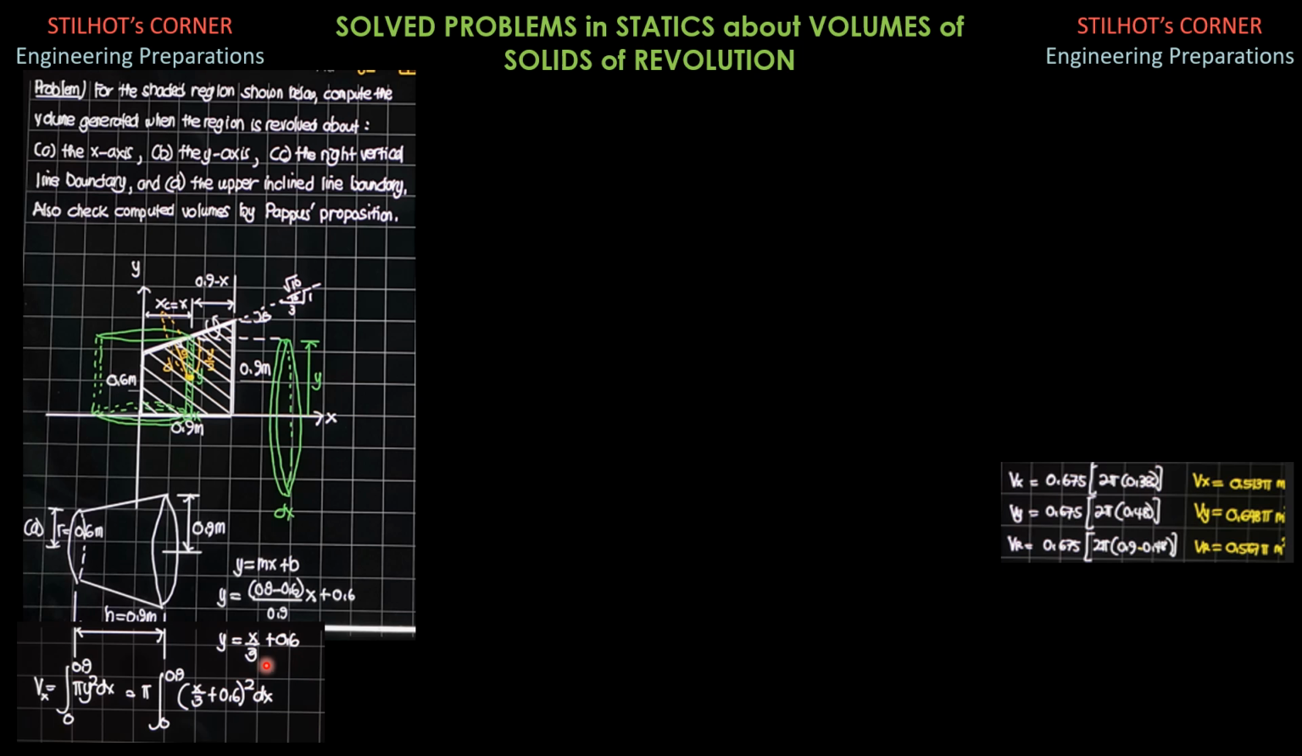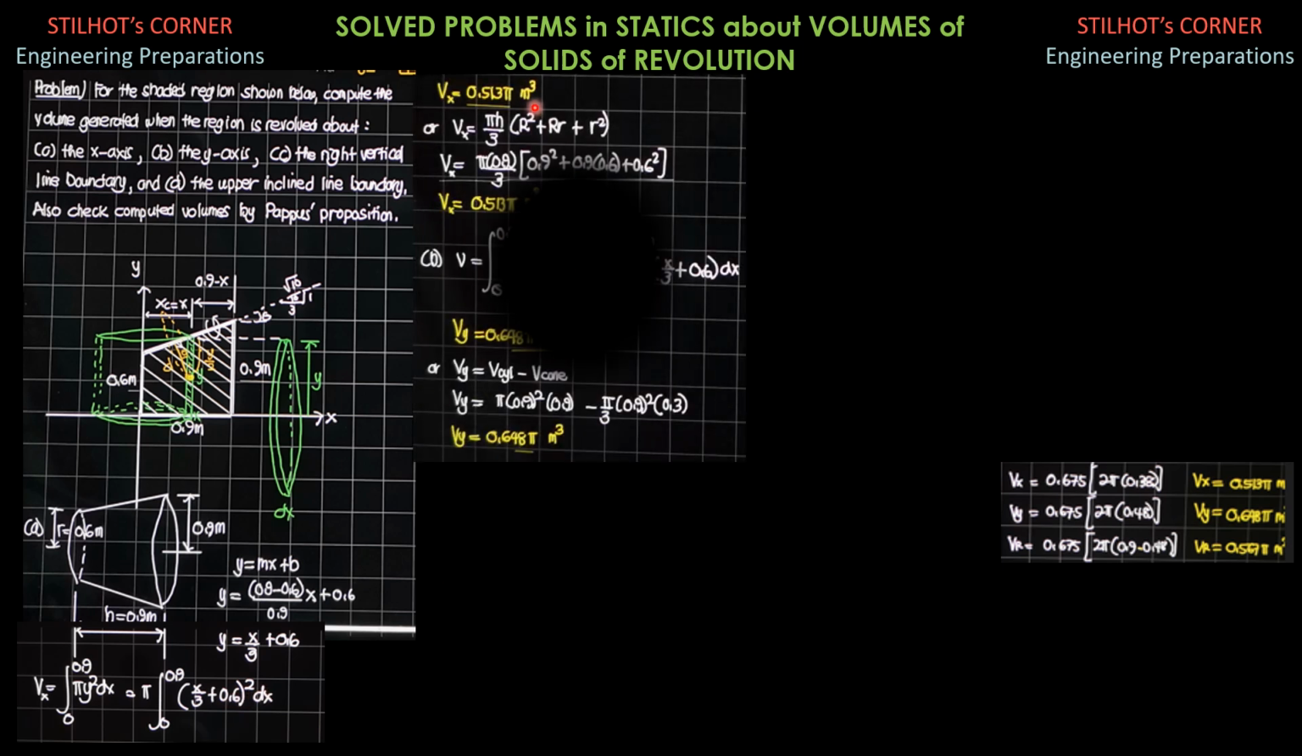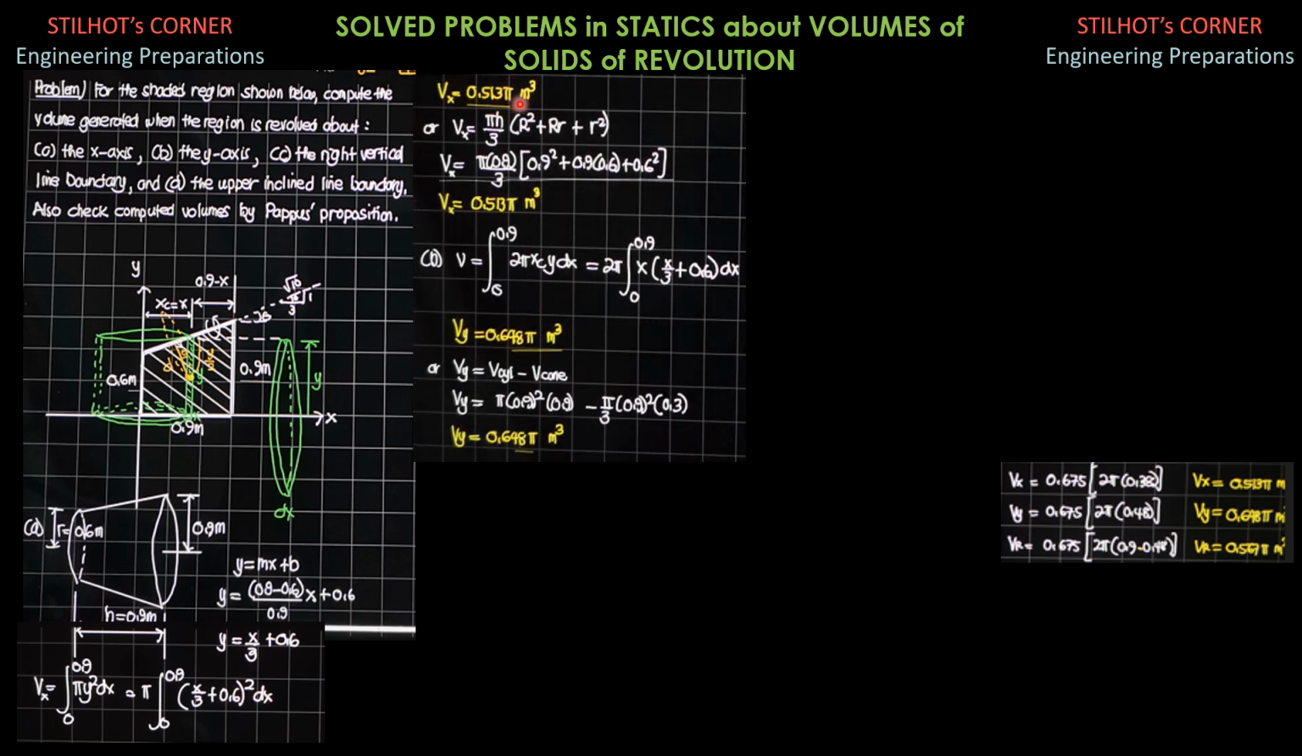So the volume about the x-axis is the integral of the volume of this disk, which is the area of a circle, pi radius squared, pi y squared dx. Then replacing y by x over 3 plus 0.6, we have pi integral of quantity x over 3 plus 0.6 squared dx from 0 to 0.9. Using your calculator and expressing the answer in terms of pi, that volume is equal to 0.513 pi cubic meter.